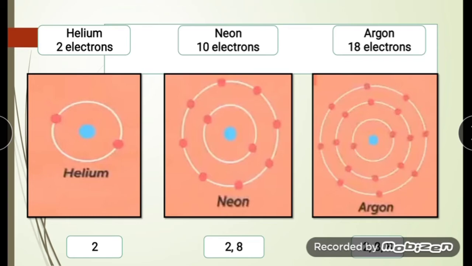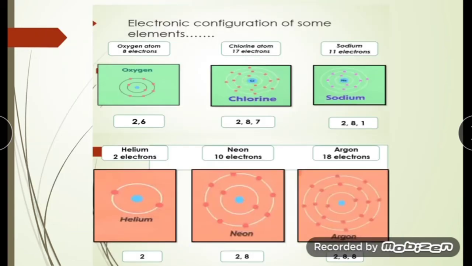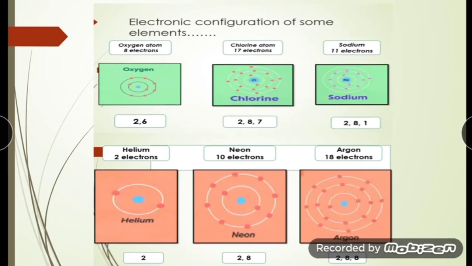Now you must know how the electronic configuration of an atom can be found out. Now let's see all the examples together. We have taken oxygen, chlorine, sodium. We have seen the configuration of helium, neon and argon. Now children, can you see some similarities and differences between all these examples we have studied together? Yes, we can see certain similarities and differences.